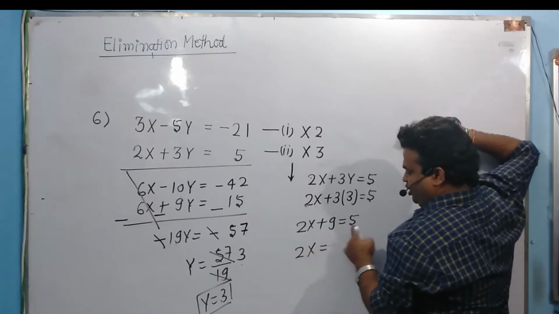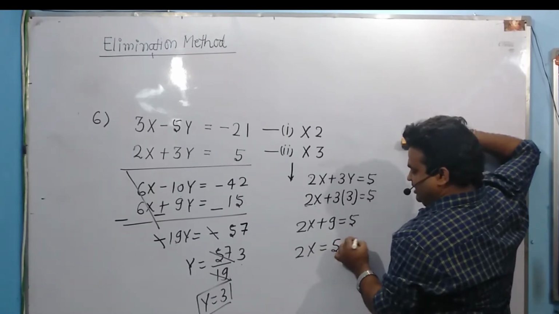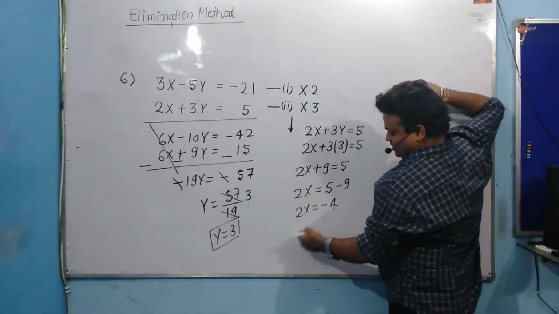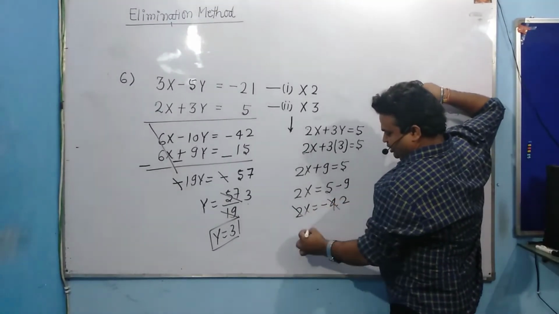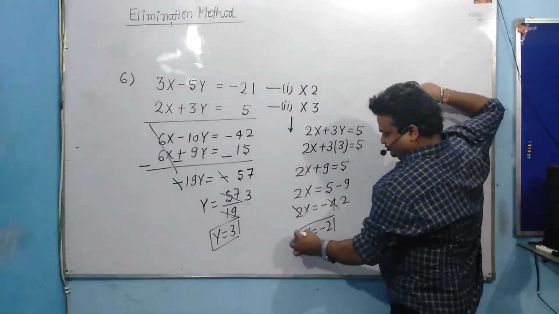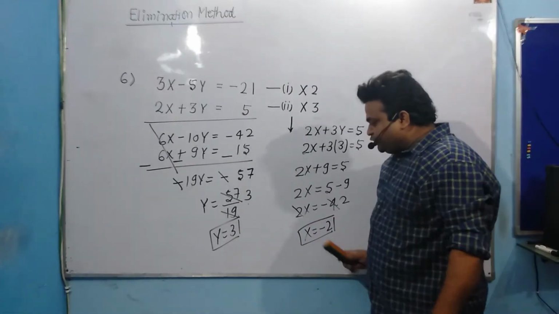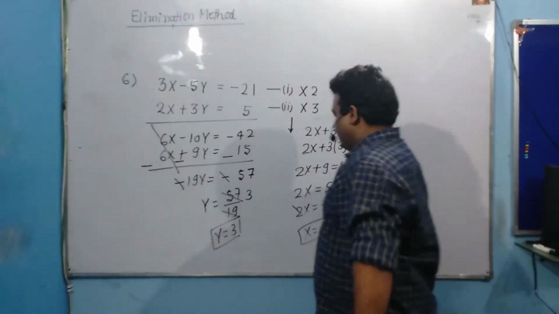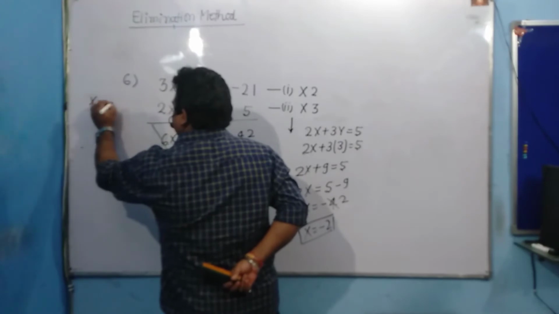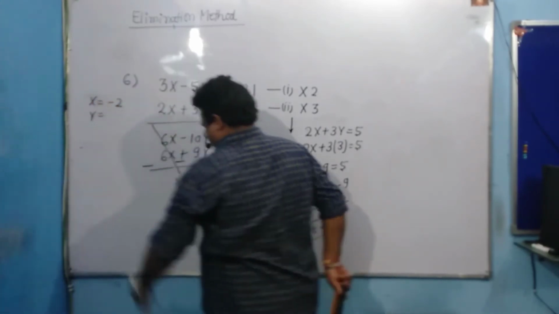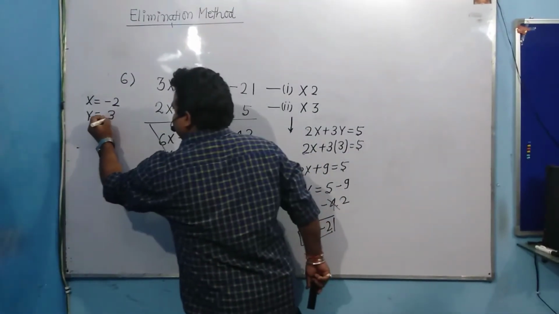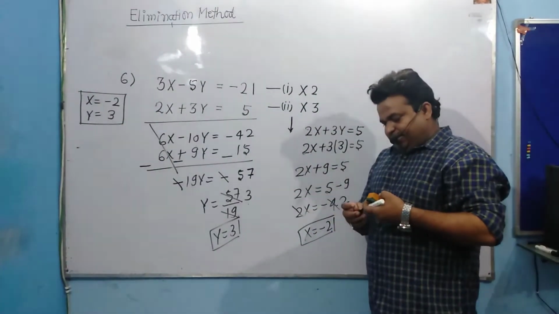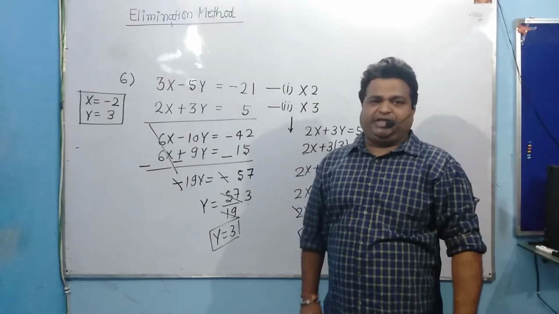2x equal to what? 5 on the right-hand side with a negative sign. So 2x equals minus 4, because the 9's sign is negative. So 2 twos are 4, and your answer is minus 2. Now the solution by equating the x coefficient: my x value is minus 2, and my y value is 3. This is the solution of this equation by equating the x coefficient.